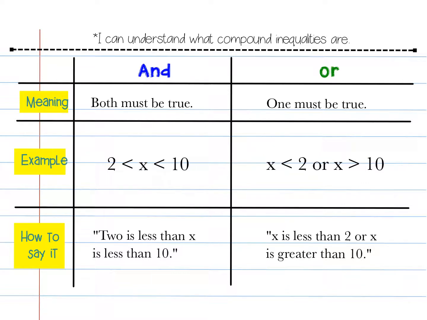So here are examples of the way we would write it. And is always going to have an x in the middle. It's going to have the lower boundary on the left and the upper boundary on the right, and we're going to have less than symbols. So what this says is that 2 and 10 are the outside parts and x is somewhere between 2 and 10. Versus or is going to have x is less than my smaller number, so it's going off to the left, or x is greater than my larger number. So that's how we'll write them, and this is how we say it. This right here is said 2 is less than x is less than 10. This one, x is less than 2 or x is greater than 10.